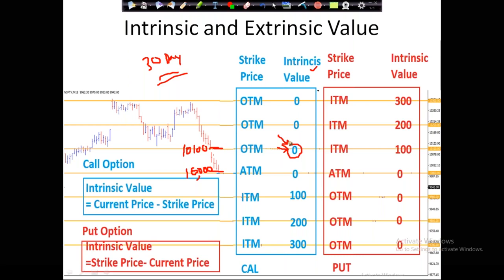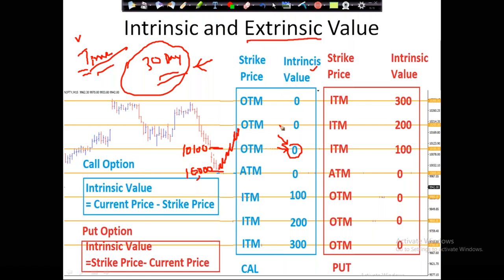Why? Because we have 30 days, so we have time. Next, we have volatility. Market will go up, right? That is called volatile. So we have two things: one is volatility, next is time. These two things make up the value, and that is called extrinsic value. Is it clear?